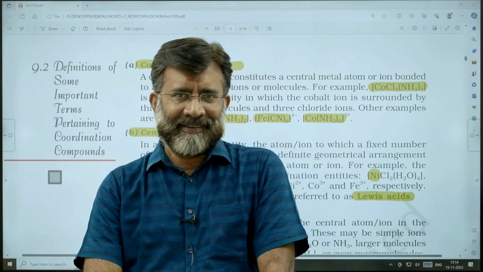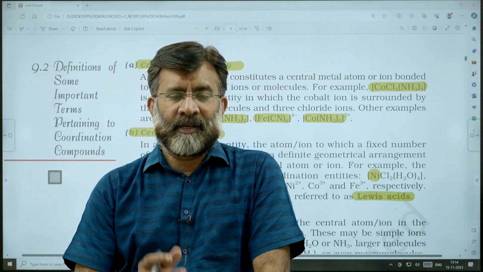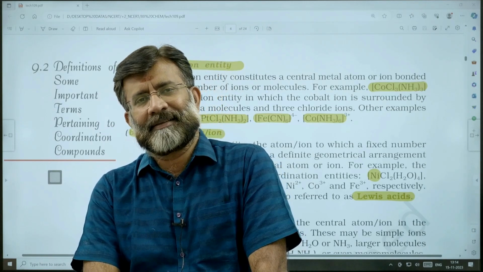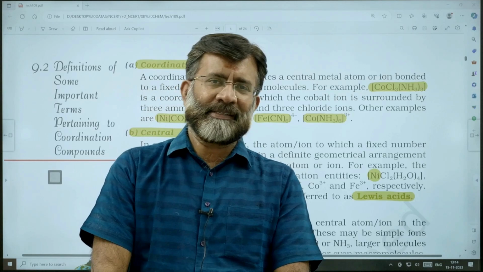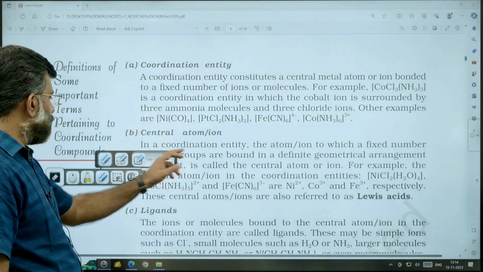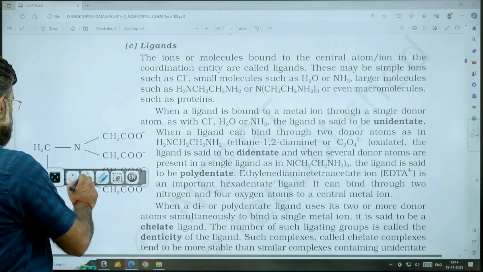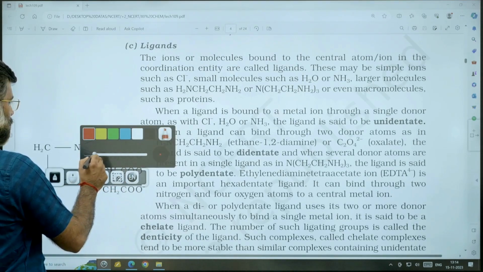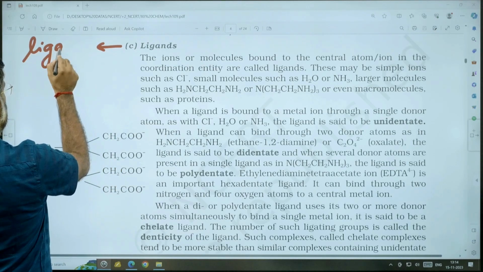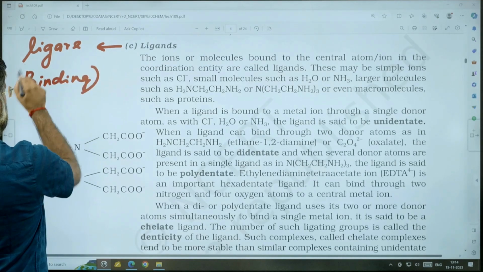Already commented. They accept a pair of electrons to make a bond, while ligands donate a pair of electrons to make a bond. Ligands act as Lewis bases and central atom acts as Lewis acid. Okay? Yes. And the next important term is about ligands. The term ligands came from the term ligare. What is ligare? Ligare means binding.